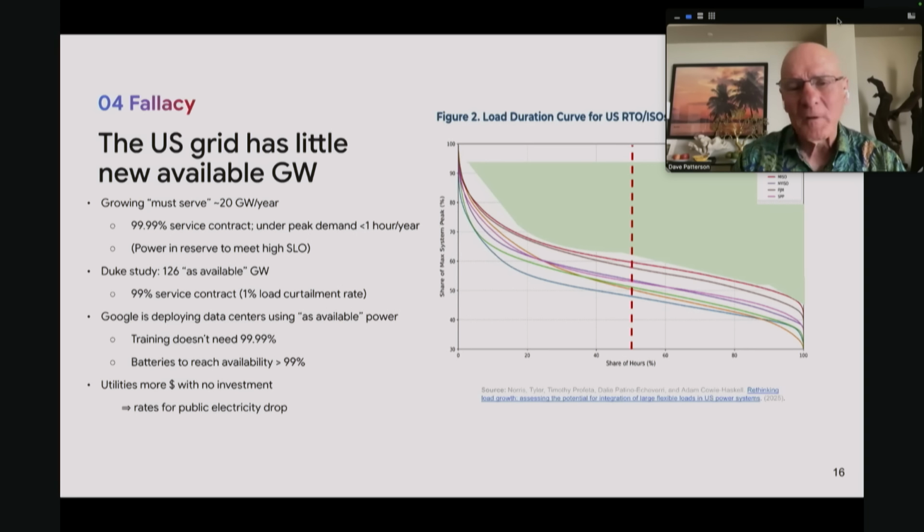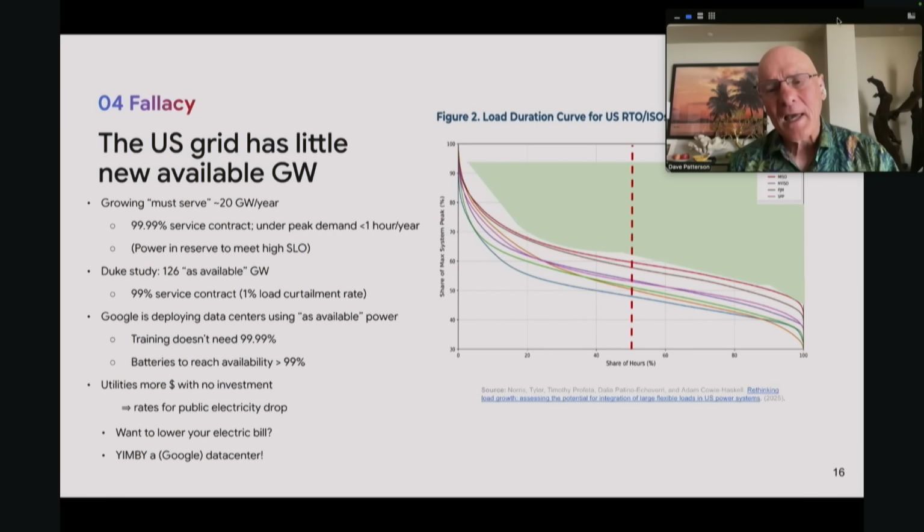So what does that mean? If you want to lower your electricity bill, try to get a data center that's willing to take 99% available power, because utilities can get money for free that they're not getting right now. So these lower availability gigawatts really are available today for people who can figure out how to use them.